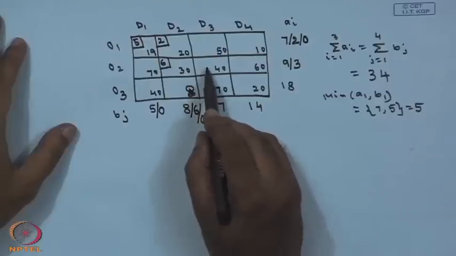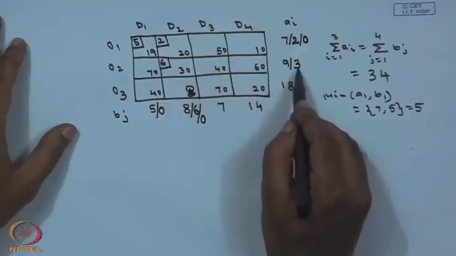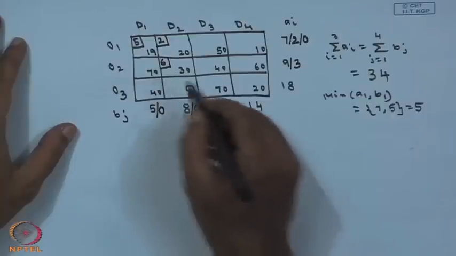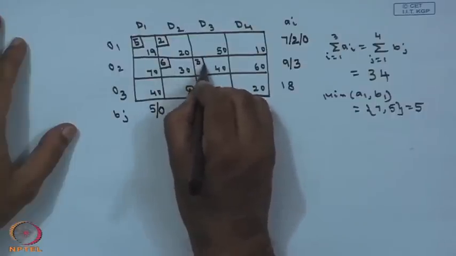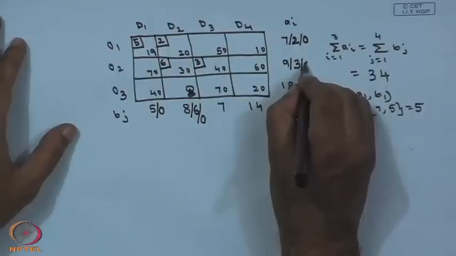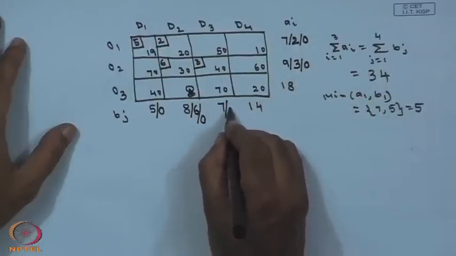Go to the next cell, that is 2 3. In 2 3 you are finding that the availability is 3 and the requirement or demand is 7, minimum of them is 3. So, allocate 3 over here. Therefore, the source O2 becomes 0, whereas demand in D3 reduces to 4.